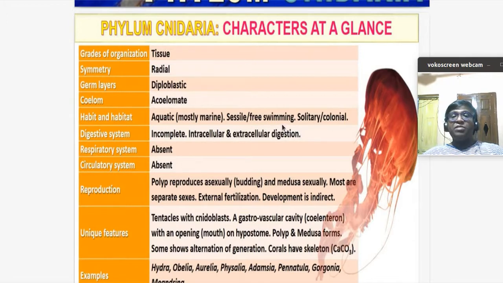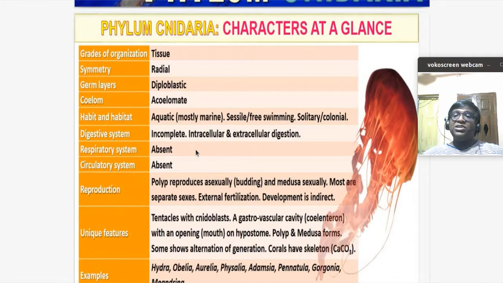Like hydras, they might be found in colonies, while jellyfish might be found floating alone, solitary. So the digestive system in the case of the coelenterate or Cnidaria is incomplete. Why is it incomplete? Because they have a common opening for both mouth and anus, a single opening. So we call this digestive system incomplete. They exhibit both within the cell and outside the cell digestion, so we call that intracellular and extracellular digestion.